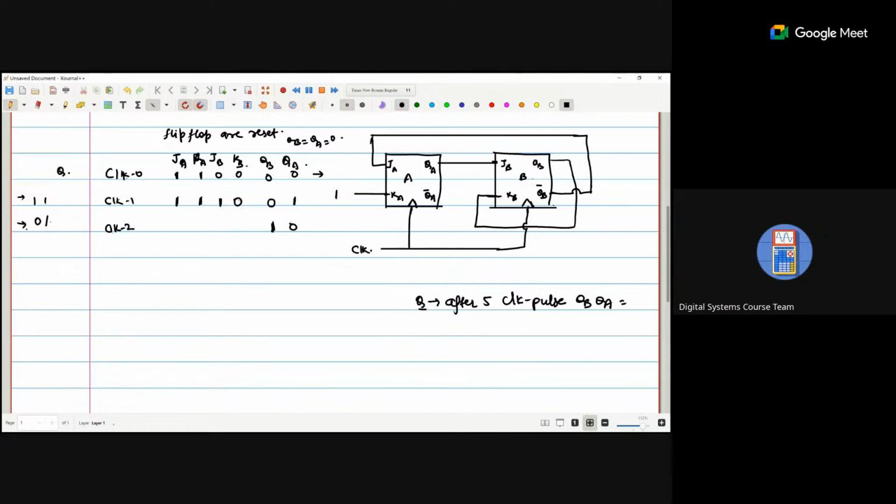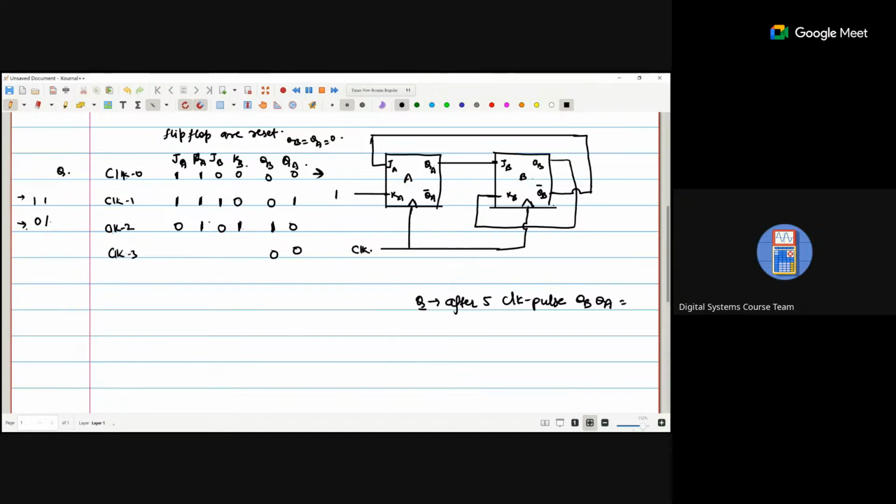Now QA is 0, so that means JB is 0. When QB is 1, KB is 1. When QB is 1, QB bar is 0, so J is 0 and K is 1. Now when we apply the third clock, 0 1, that means JB is 0, and KB is 0.